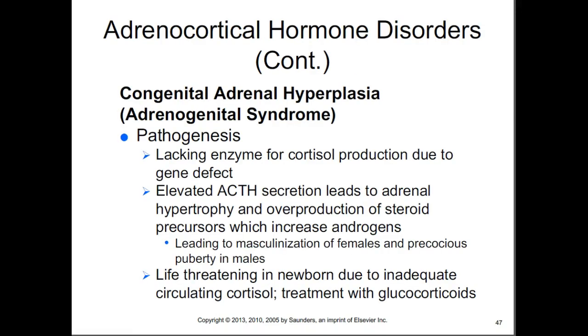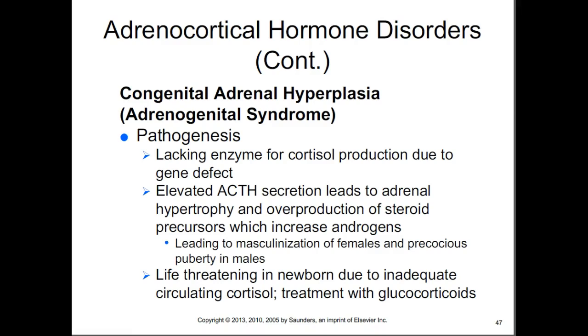All right, so congenital adrenal hyperplasia, or adrenogenital syndrome, you might have heard it called that, or might see it called that in different books, is when you are lacking the enzyme for cortisol production due to a gene defect. Remember, there is a bunch of enzymes that make all of these hormones. By the way, the majority of them, anything coming from your adrenal cortex, are hydrophobic. So aldosterone is hydrophobic, cortisol is hydrophobic, all of them are hydrophobic.